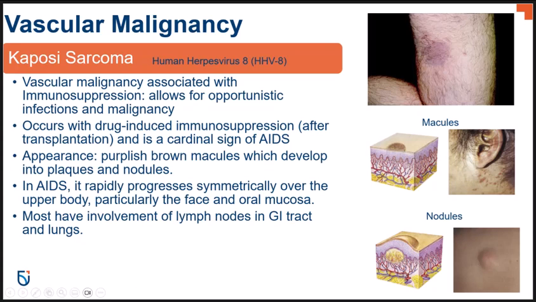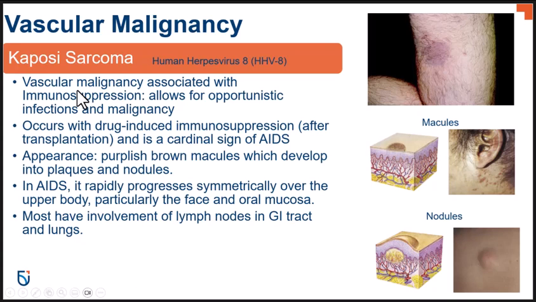Vascular malignancy. This is a cancer affecting blood vessels, and the one we're going to talk about is called Kaposi sarcoma. Kaposi sarcoma is a vascular malignancy that is associated with immunodeficient states. So somebody with AIDS, for example, where their immune system is incredibly suppressed, is more likely to develop this type of cancer called Kaposi sarcoma.